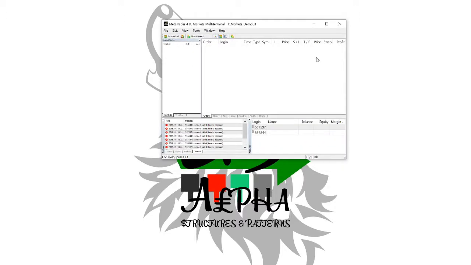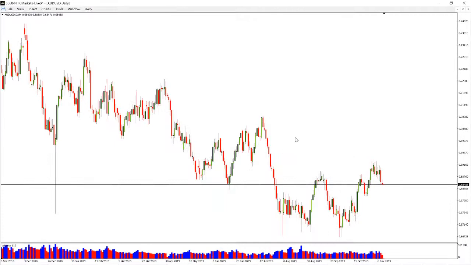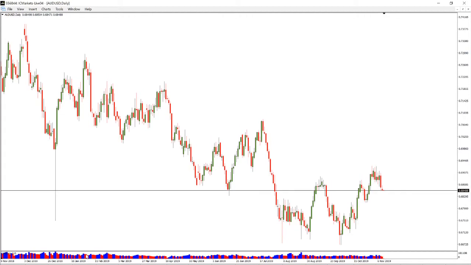As I've explained already, there are two kinds of support and resistance in the market. Number one is trend line support and resistance. Number two is horizontal support and resistance. I've already explained it on a blank white page with the help of a line chart, but now I'm going to explain it on the live chart.